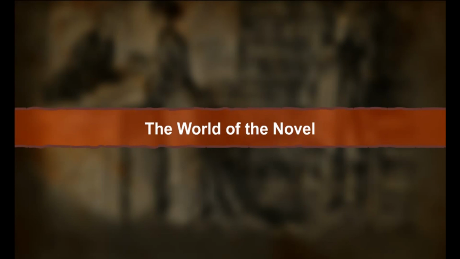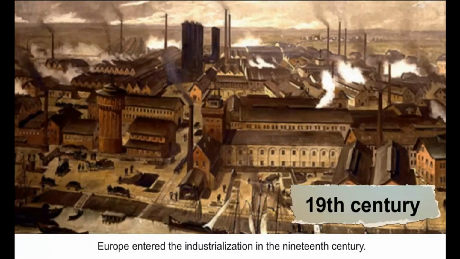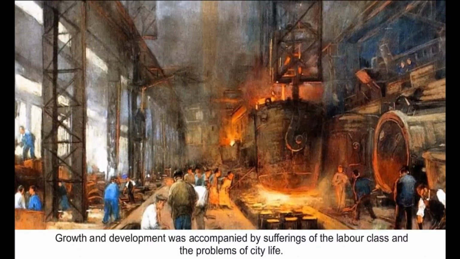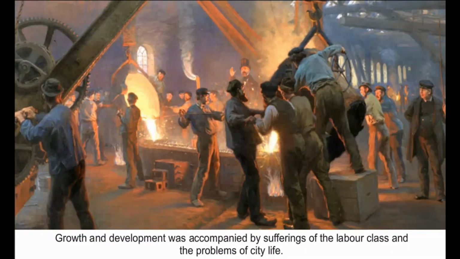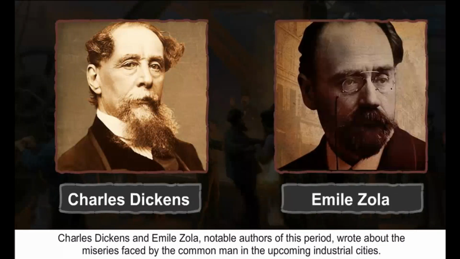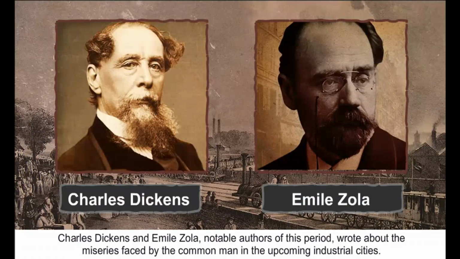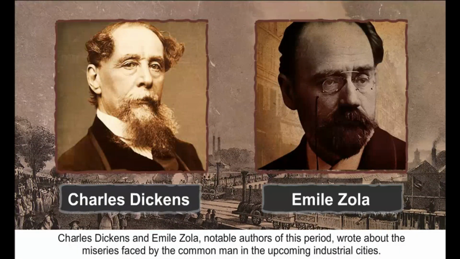The world of the novel. Europe entered industrialization in the 19th century. Growth and development was accompanied by sufferings of the labor class and the problems of city life. Charles Dickens and Émile Zola, notable authors of this period, wrote about the miseries faced by the common man in the upcoming industrial cities.